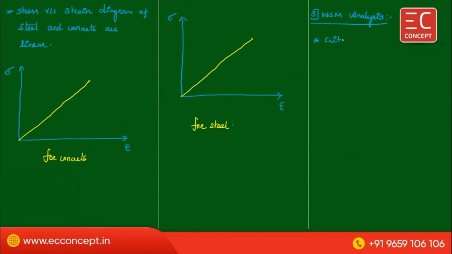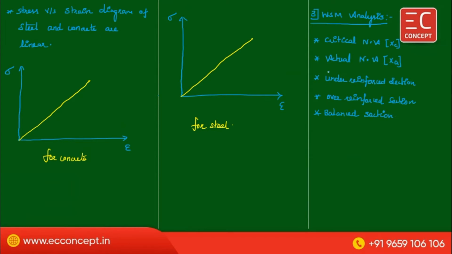Critical neutral axis, that is XC; actual neutral axis, that is XA; then under reinforced section; over reinforced section; then balanced section. So these five are important.